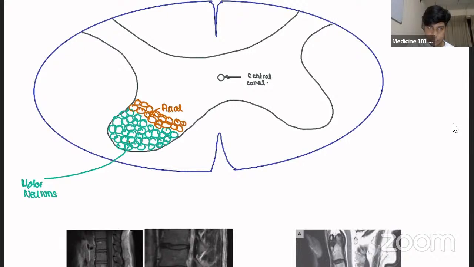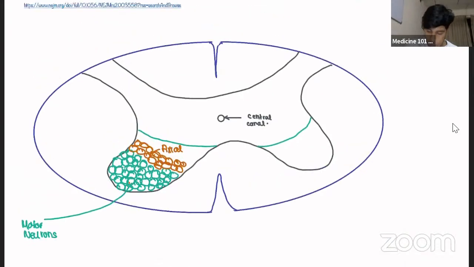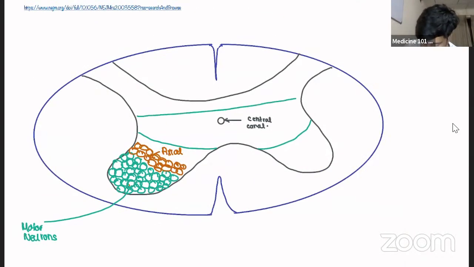I hope you guys understand this. If you don't, please ask. The anterior part of the spinal cord is for the motor segment. The posterior part of the spinal cord is for the sensory neurons. So these are sensory neuronal cell bodies. If you don't understand, please ask.